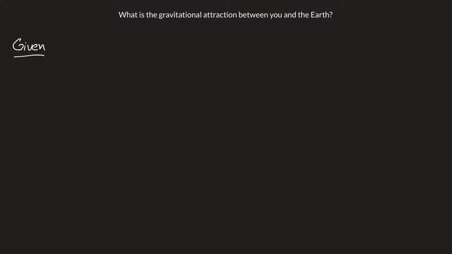is a couple of things that are given. So let's take the mass of the Earth, and that's approximately 5.97 times 10 to the 24 kilograms. We'll make use of the average mass of a person in North America, which is approximately 80 kilograms.